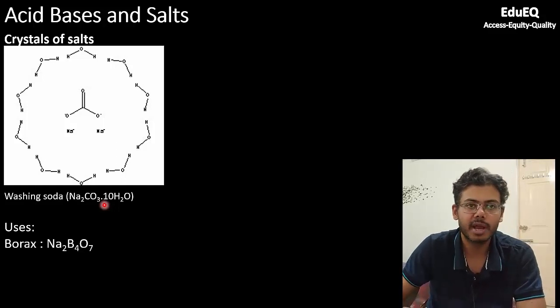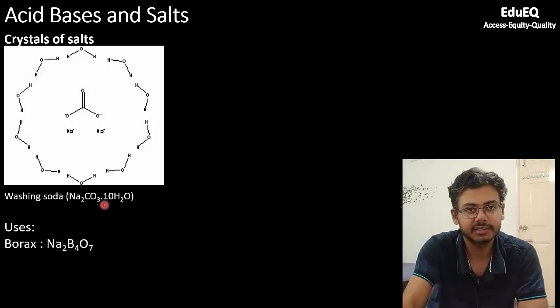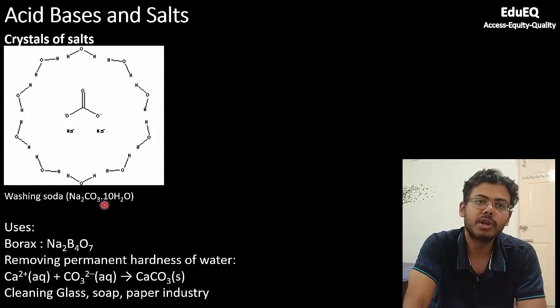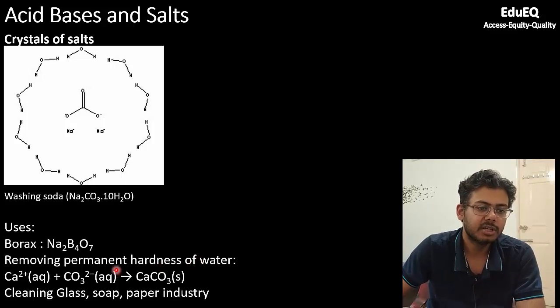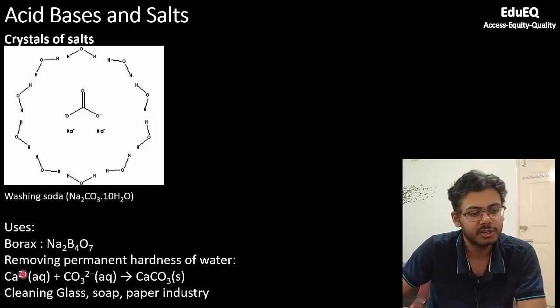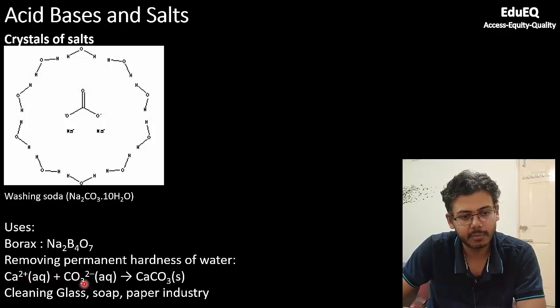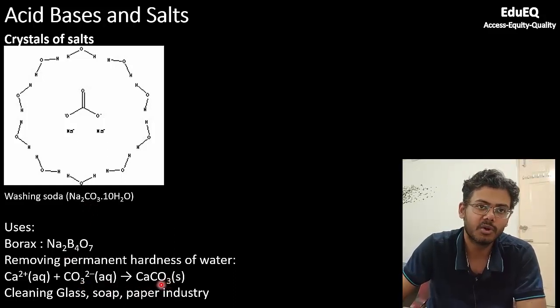It's used in making borax, which is used in the glass industry. It's also used to remove permanent hardness of water, which is a reaction of great significance. Water has permanent hardness because of calcium and magnesium salts. So you can see calcium +2 in water, when it reacts with carbonate, which is coming from say sodium carbonate, it will form calcium carbonate and it will precipitate as a white solid. Now you can separate the solid out, thus removing the hardness of the water.